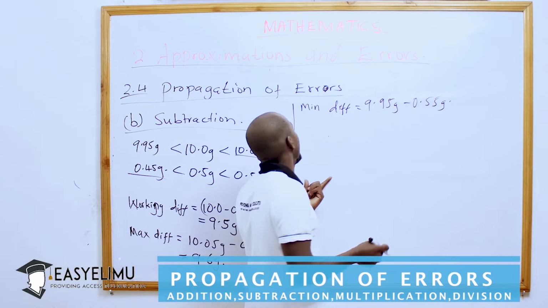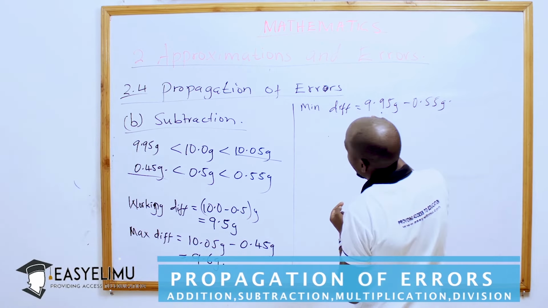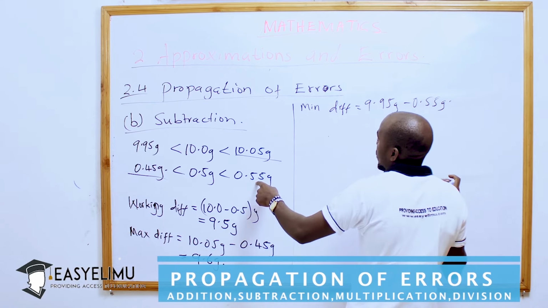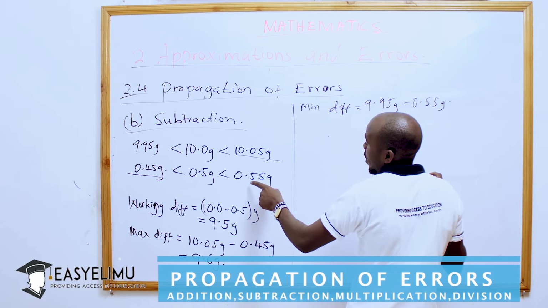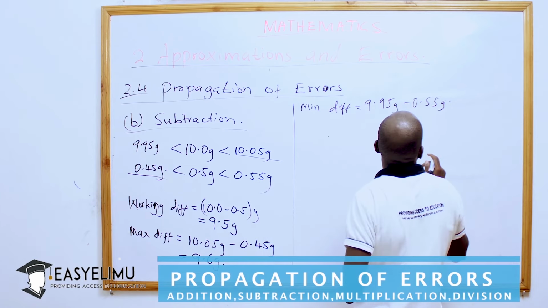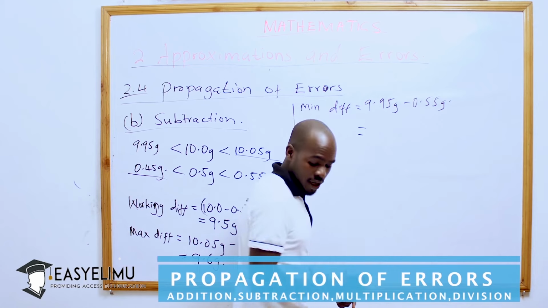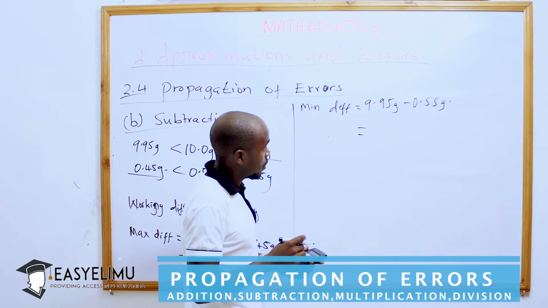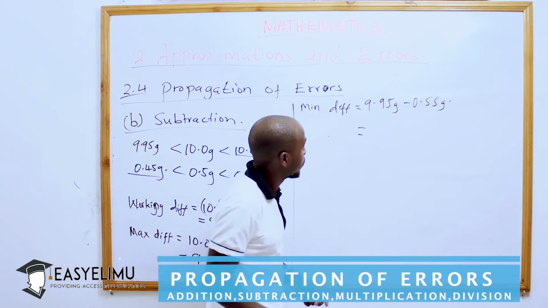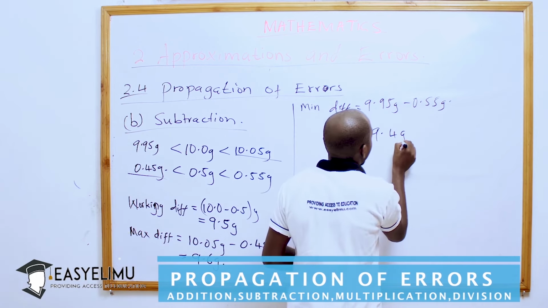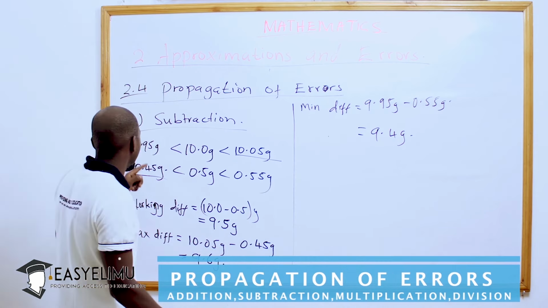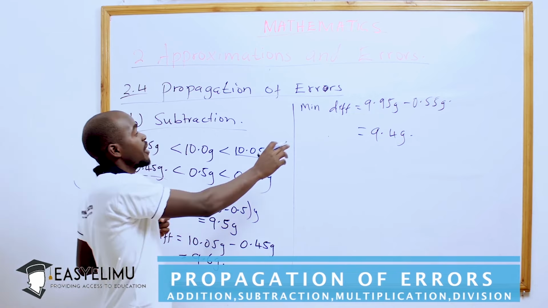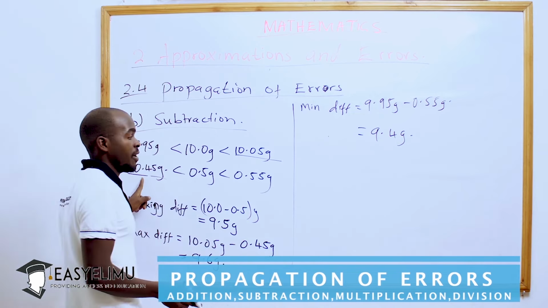So now we need to find the maximum lower limit minus the lowest upper limit, which we shall have like 0.55 grams. So doing that, we are going to get this one as, actually it's 9.4 grams. To verify this, if you take this minus this one, you are going to get 9.5. So meaning the minimum difference here is 9.4, not 9.5 grams.